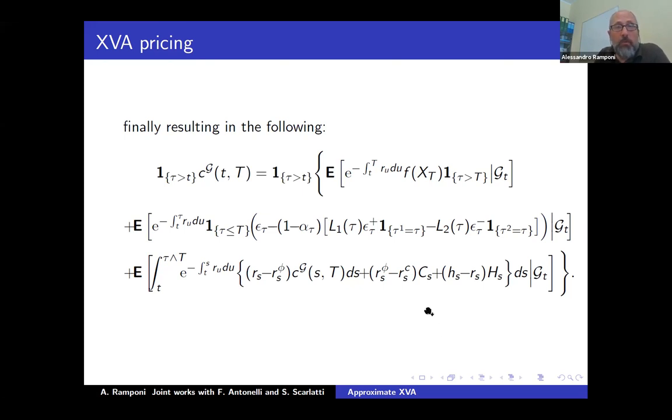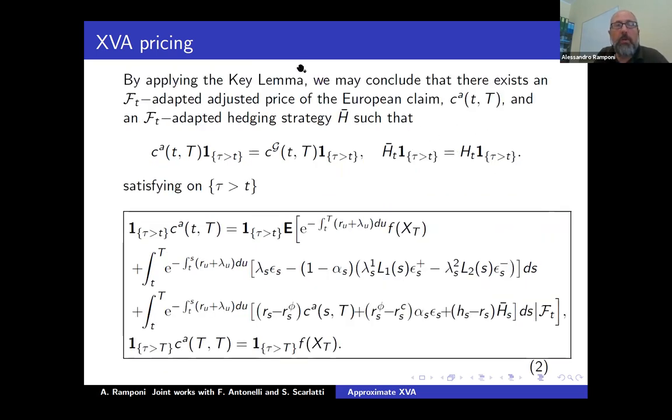Now, as usual in the intensity-based model, we want to write this conditional expectation with respect to the market filtration. And then we use the intensity-based approach to translate the default event defined in terms of the default time into the conditional probability of default, conditional with respect to the market filtration. So we switch to the F filtration by applying the key lemma. We project the expectation with respect to the enlarged filtration into the market filtration, and we finally get to this kind of valuation equation.